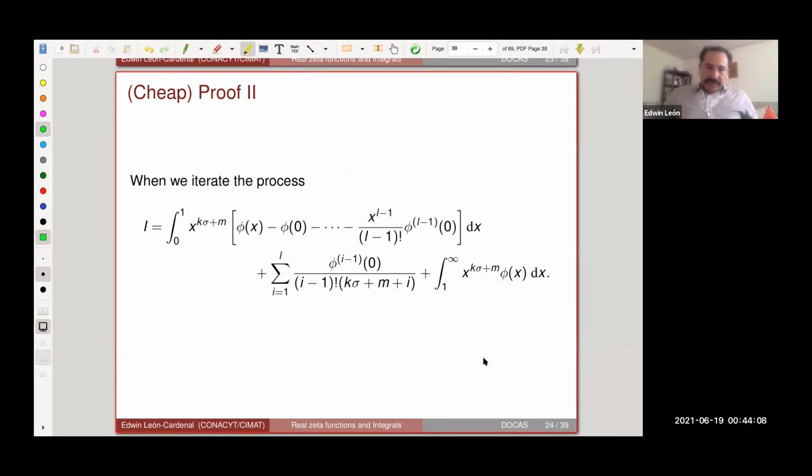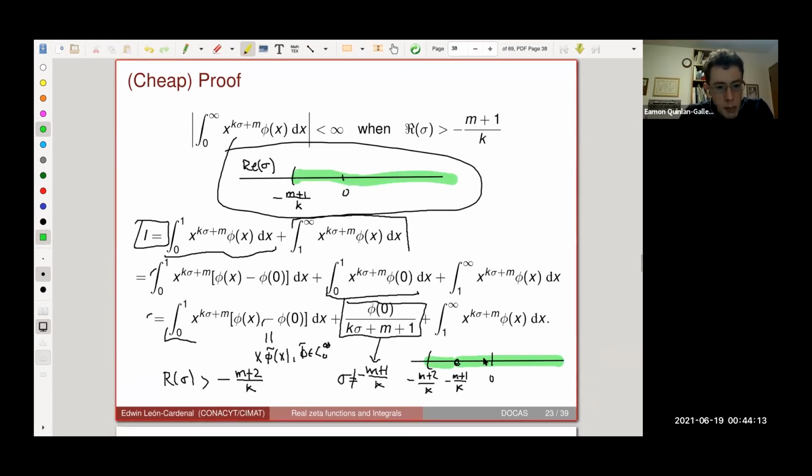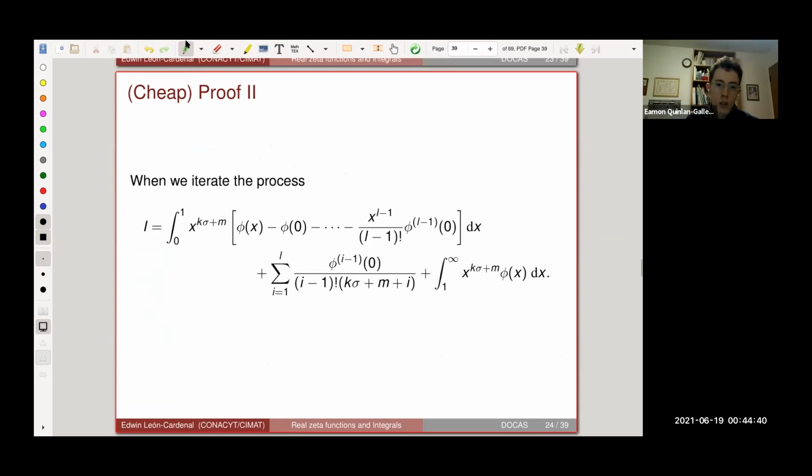You can iterate this process. I just want to make sure I understand. So sigma is a complex number, right? What are the values allowed in the y-axis? Everything except at that point, right? Is that right? Okay, thank you. Thanks for the question.